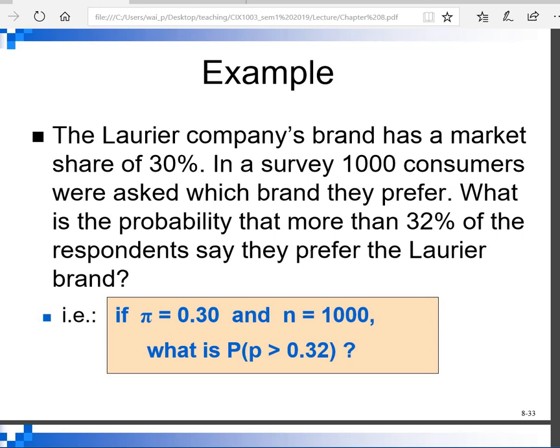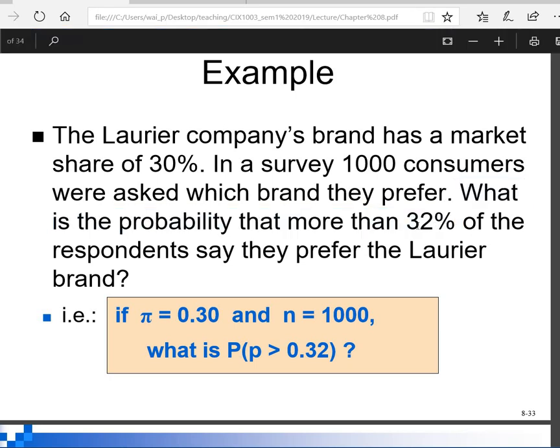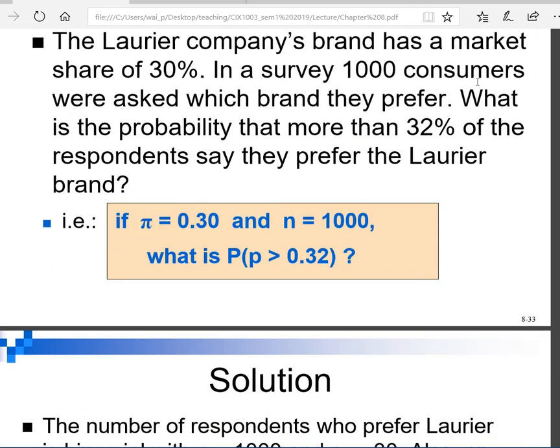For example, the radio company's brand has a market share of 30%. In a survey, 1,000. So this 1,000 is our n. 30% is our pi. What is the probability that more than 32% of the respondents prefer the L'Oreal brand, which means that our sample proportion P is equal to 0.32. But now the question asks, more than. So our symbol is more than. Solution.